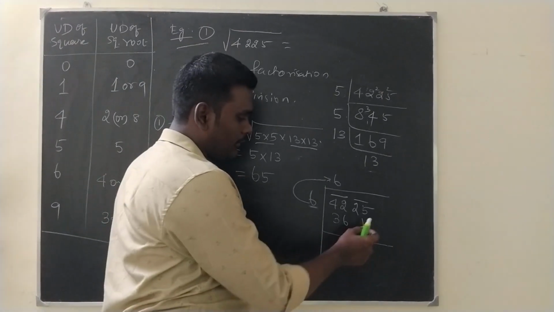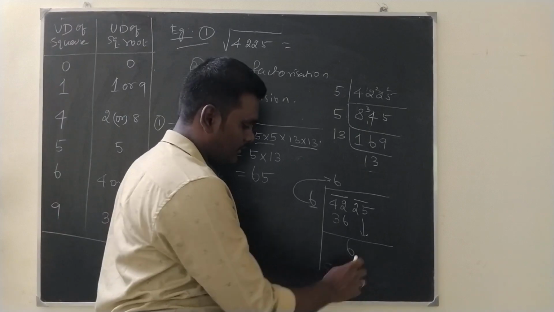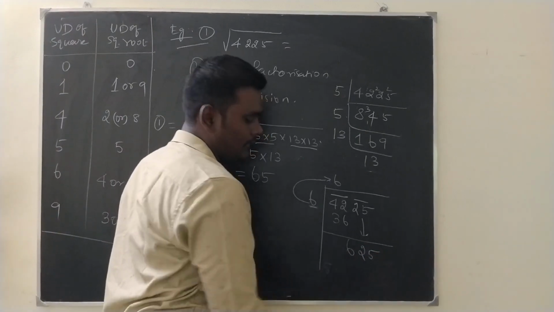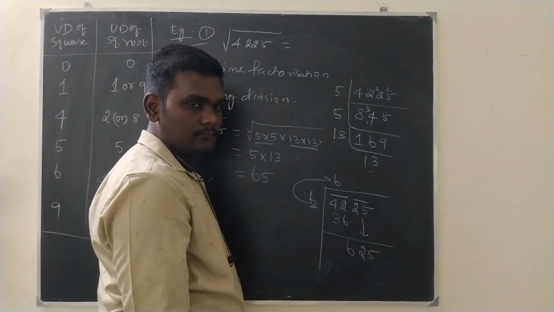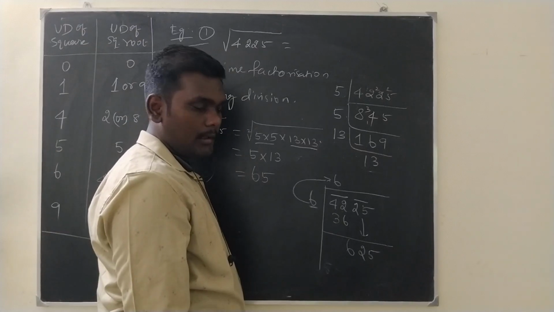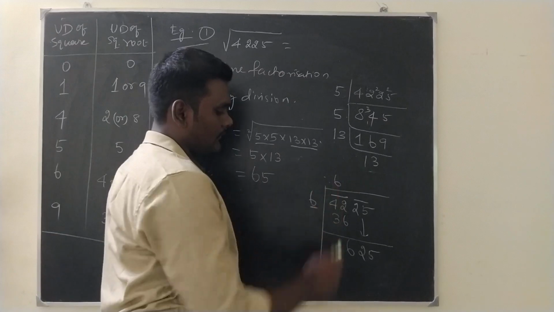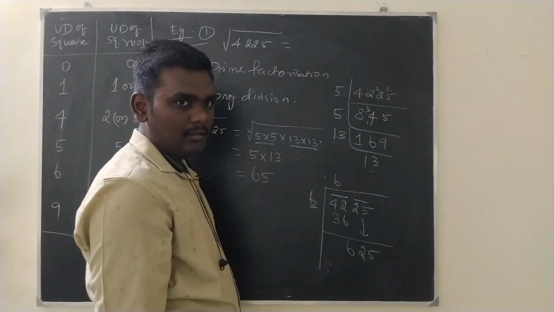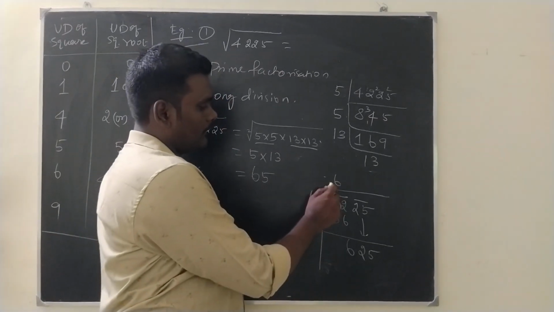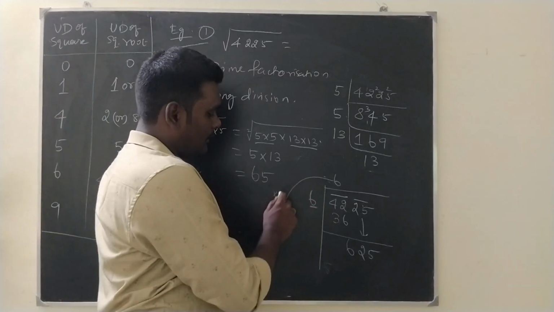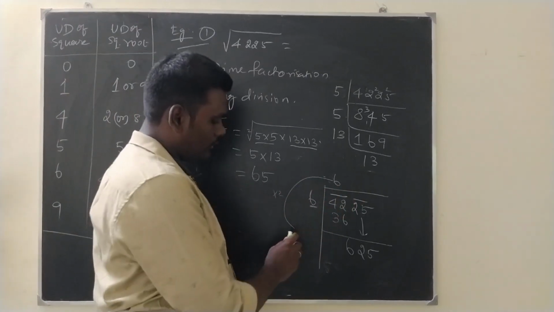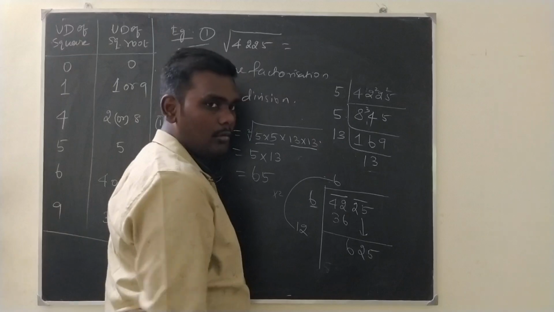So I'll bring down the other group. It comes as two numbers as a batch, so it is 625. Okay, now we have to double the quotient. This number has to be doubled. So this number doubled into 2, whatever number is there into 2, that is 12.